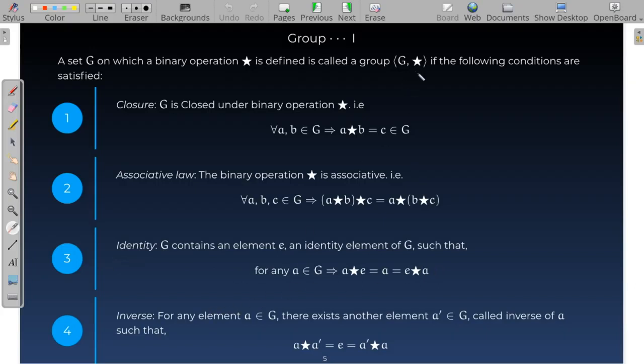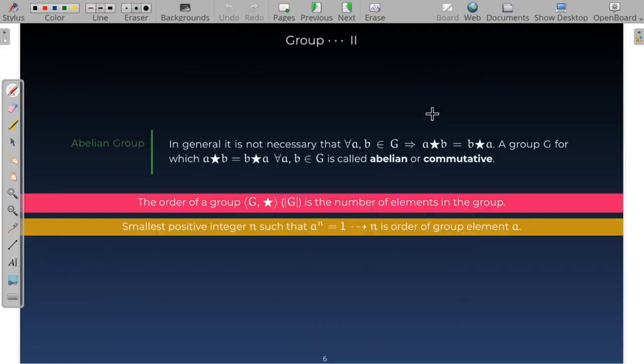In general, star represents two operations. Either this star is going to be addition, or it can be multiplication, or sometimes we denote multiplication by simply dot. Okay, so this is the definition of a group, and this is something that we have already discussed in the last lecture. Now group does not need to be abelian, means it does not need to satisfy commutative operation, but if a group is satisfying this commutative operation, then it is called an abelian group or commutative group.